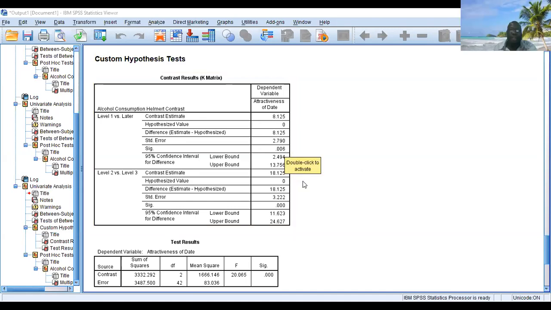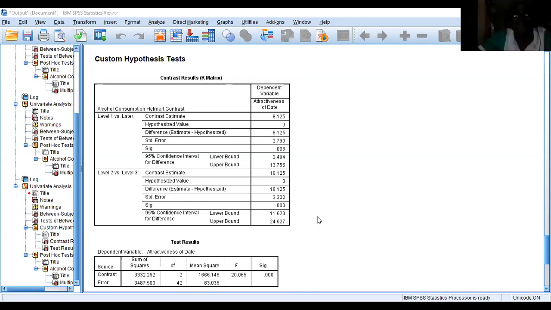If you want to know the value of this contrast, if you remember that number two, there were elements. The value of no pint would be minus two. If you want to estimate the contrast, you remember the way we estimated it. So that shows that there's a significant difference between people that took no alcohol and people that took alcohol, even though we combined it.